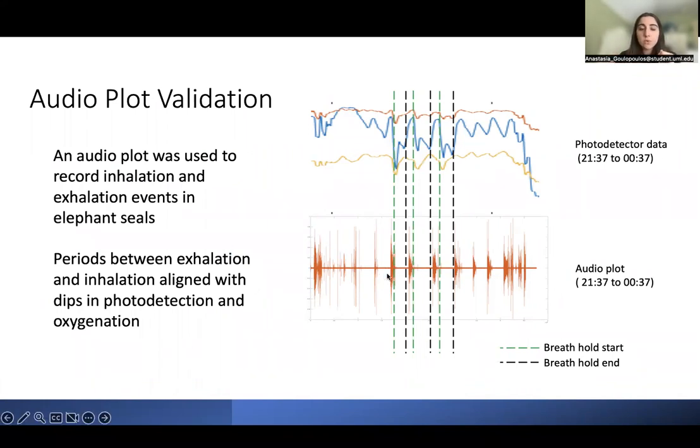And so we corresponded those, and we saw that they corresponded to areas of low oxygen saturation. And you see these dips here. And these are each of the different LED colors.